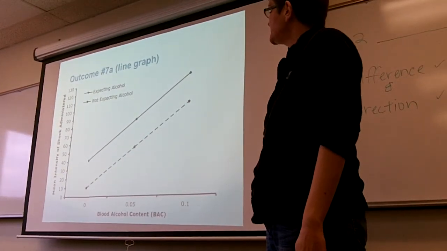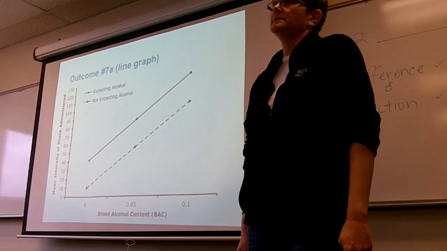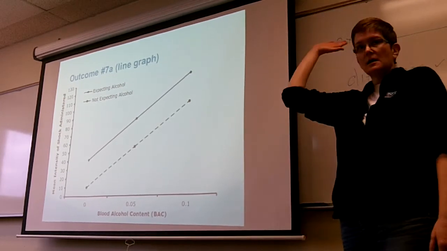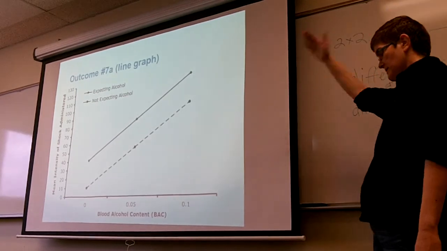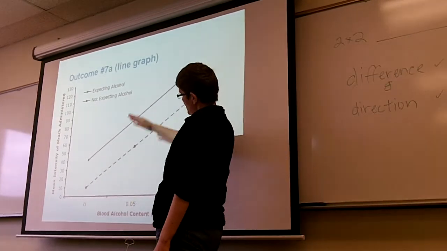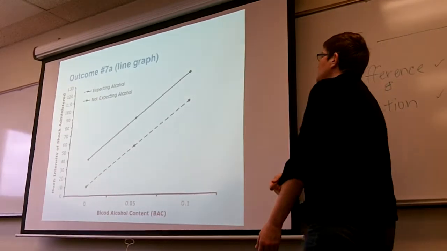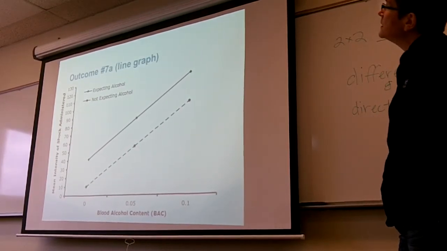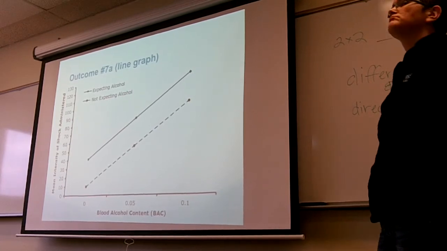Do we have a main effect of blood alcohol content? Why do you think so? Because the lines are not flat. The lines are moving in a slope away from the x-axis. Yep. Okay. What about a main effect of expectation?